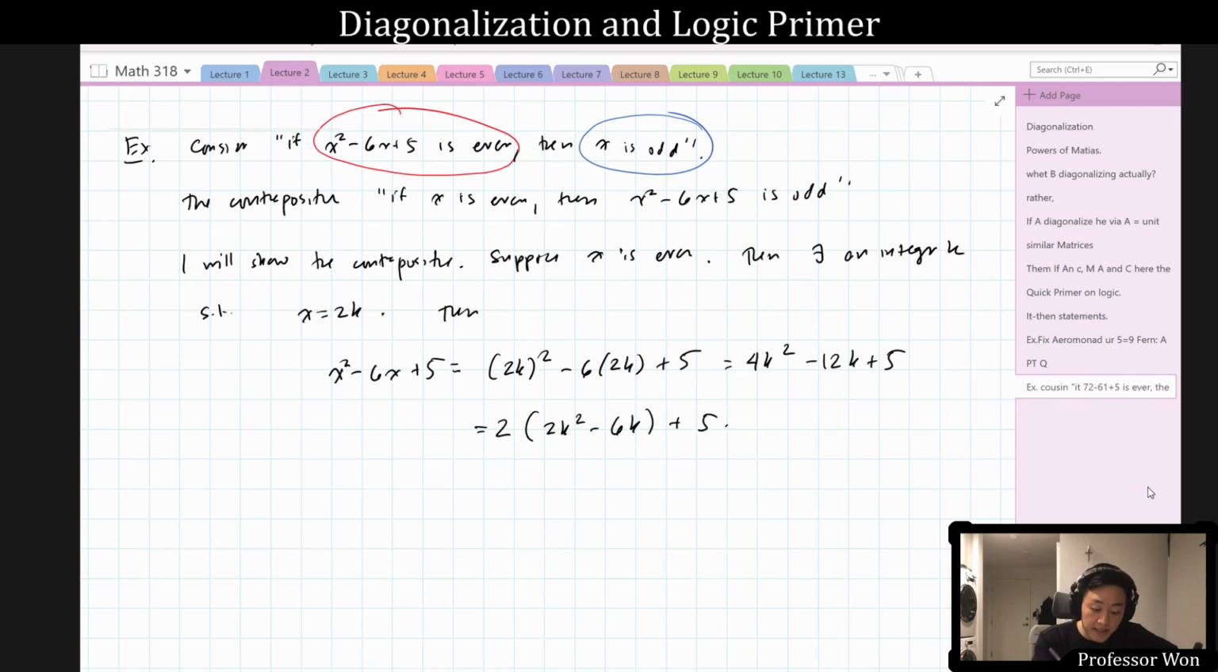And the point is that it's now clear that this is an even number because it's 2 times something. And this is an odd number, because 5 is odd, and the sum of an even plus an odd is odd. So x squared minus 6x plus 5 is odd, which shows that the original statement is true.